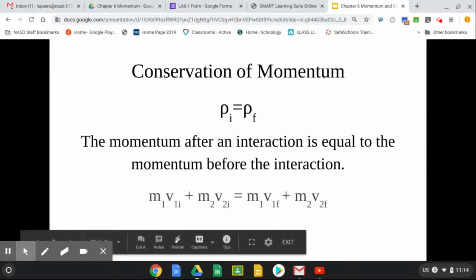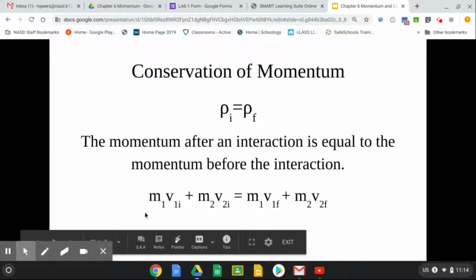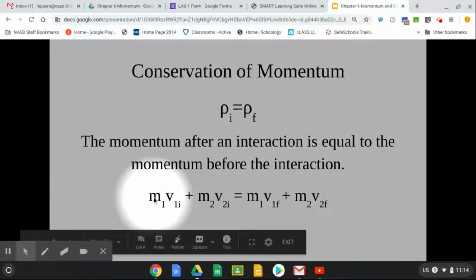So here's a formula that goes along with that. Here we have object 1. Object 1 has an initial velocity. Object 2 has an initial velocity. Multiplying those things by their masses will give you an initial momentum.